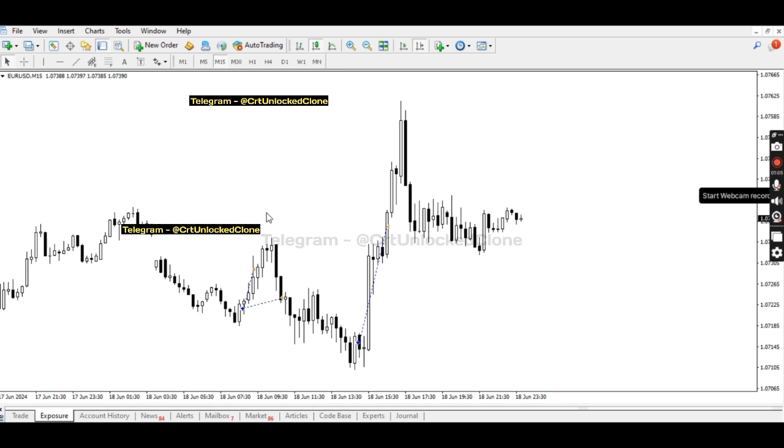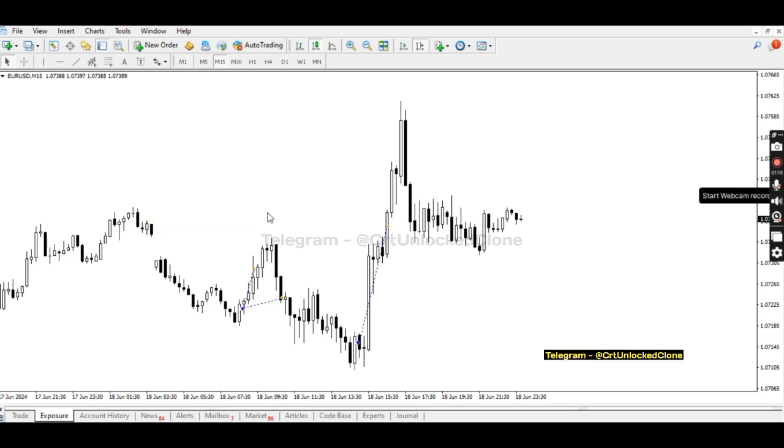It was around 4R now. With this, even if I lose the next 3 trades, I'm still going to be in profits, right? So that's the magic of win rate and risk to reward ratio, and you should keep a balance of both.